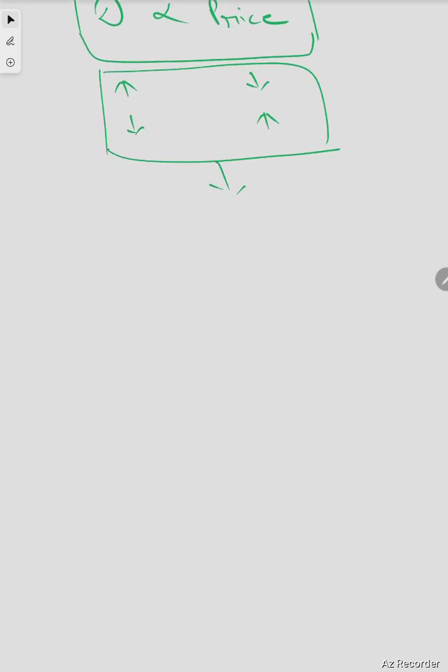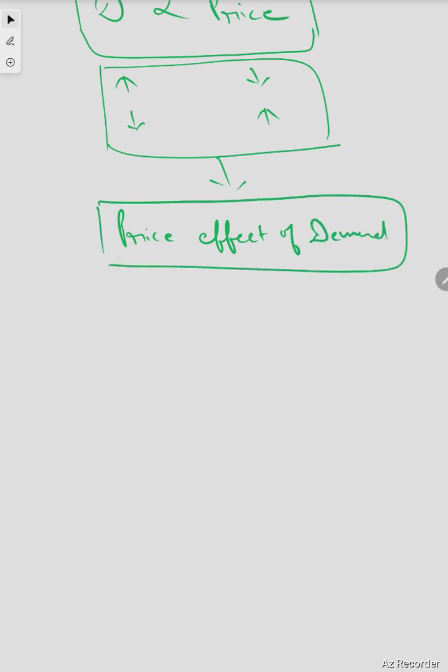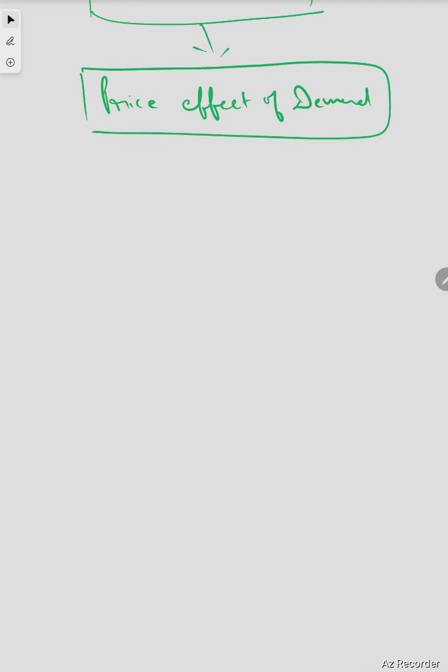This is called the price effect of demand. Then what is expansion and contraction in demand? We can see it with an example of a graph.